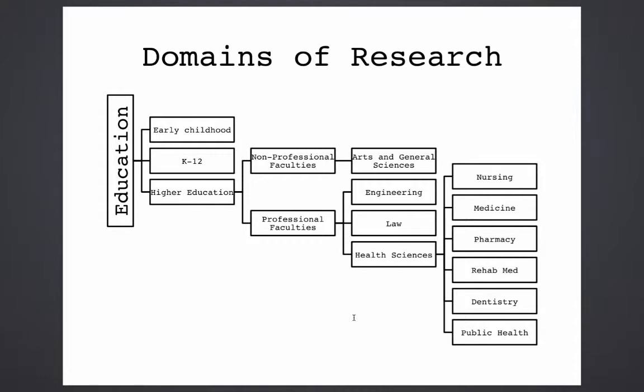Of particular importance for our course is the idea that in higher education we have non-professional faculties and professional faculties. The non-professional are the sort of generic arts and general science degrees. And then the professional faculties would be things like engineering, law, and now the big area of health sciences. Within the health sciences, there are many disciplines.